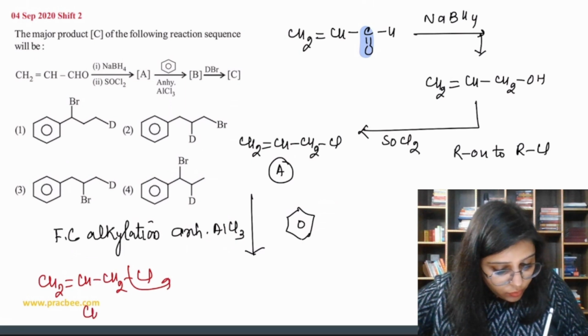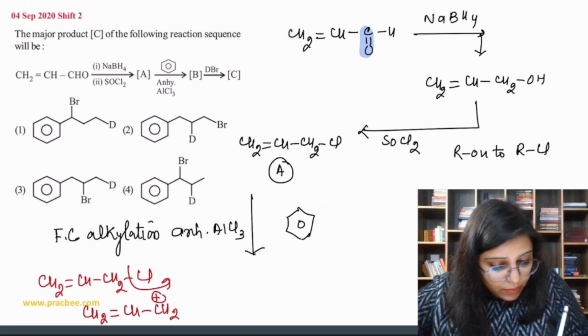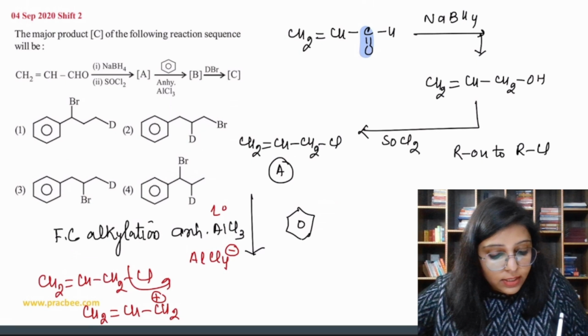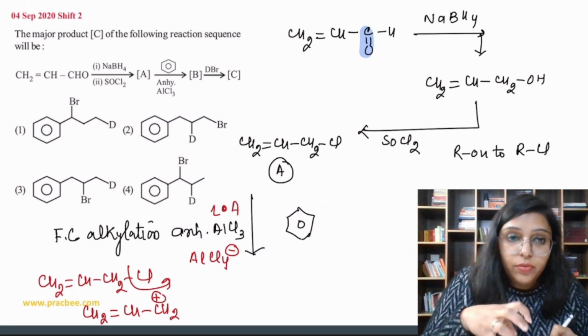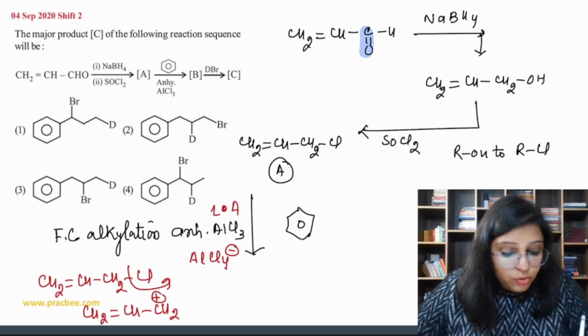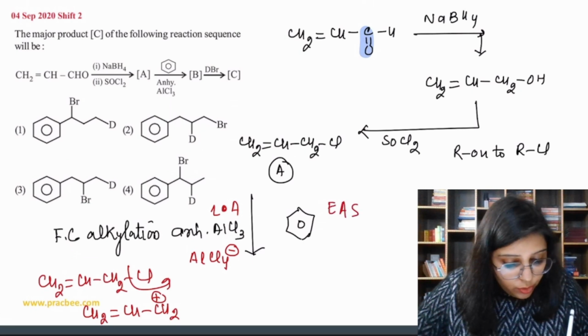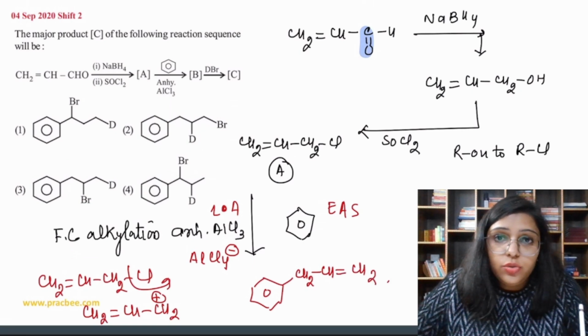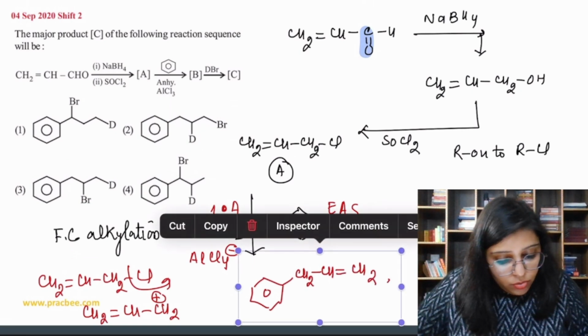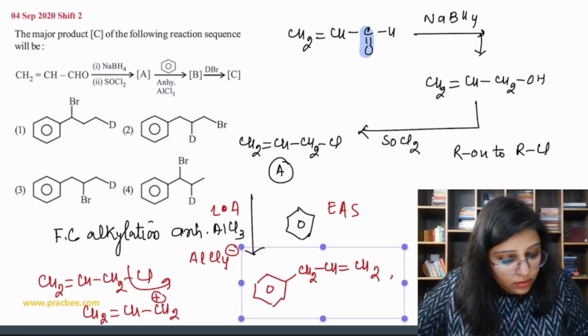So Cl leaves. So we get CH2 double bond CH and CH2 positive. And Cl minus combines with AlCl3 to form AlCl4 minus. Because AlCl3 is a Lewis acid, it accepts an electron pair from the Cl minus. Now we have to do electrophilic aromatic substitution. So by doing so we get the benzene ring and then CH2, CH double bond CH2. So this is B.